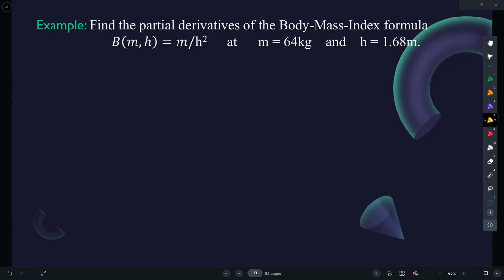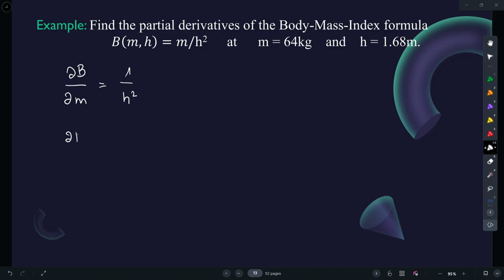Let's do something that is actually a function that maybe some of you are aware of. Your body mass index formula is a function of two variables. It depends on the mass, and it depends on your height. This is in kilograms and meters. So what are the partial derivatives? The derivative of the BMI with respect to mass will be, it's m times a constant, so the derivative is the constant, which is 1 over h squared.